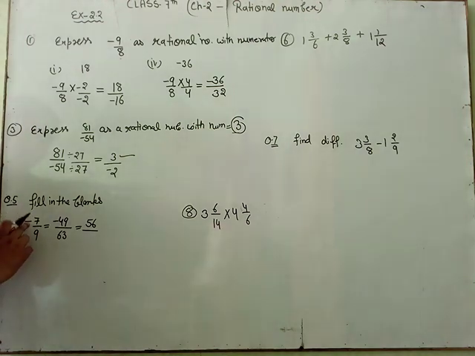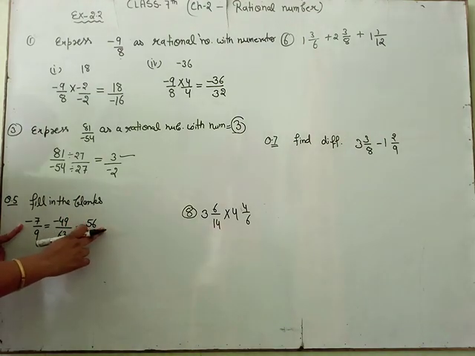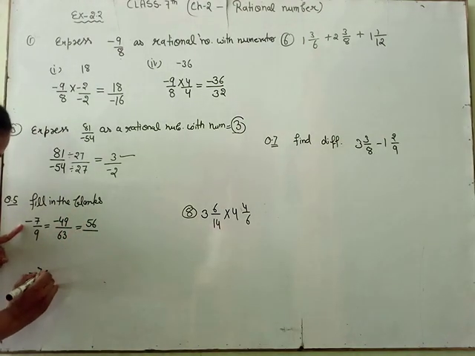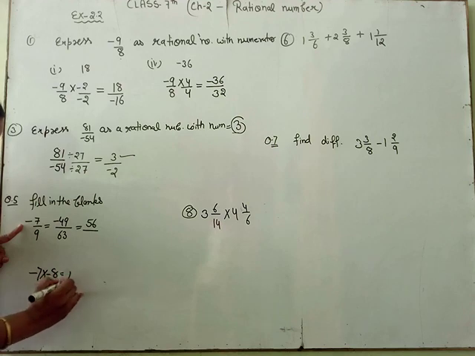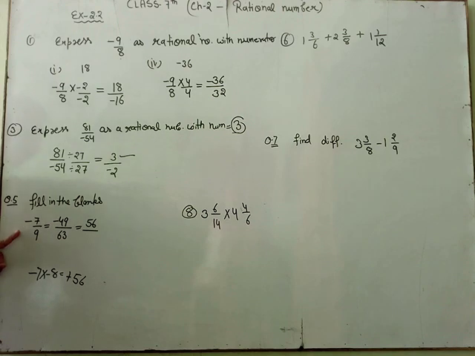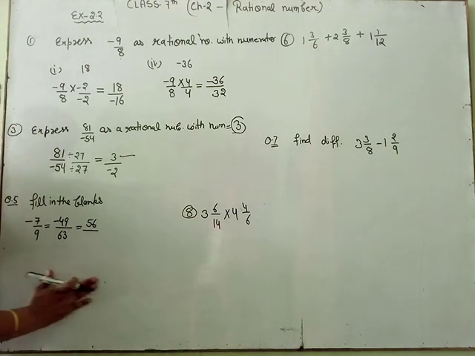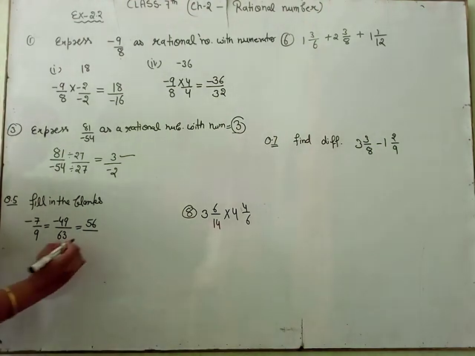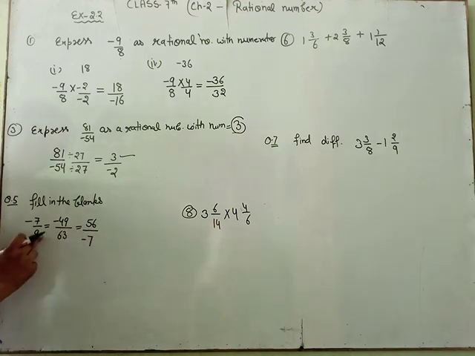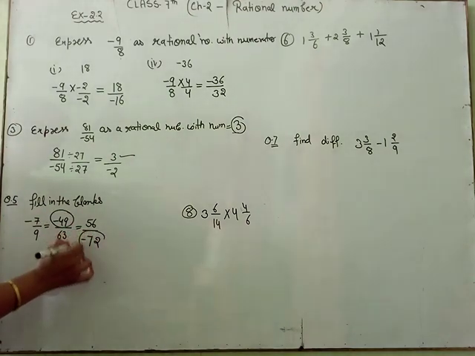If we multiply minus 7 with minus 8, then it equals plus 56. Okay, same as it is. If the numerator is multiplied by minus 8, then the denominator is also multiplied by minus 8. 9 times minus 8 is minus 72. Okay, this is our blank.